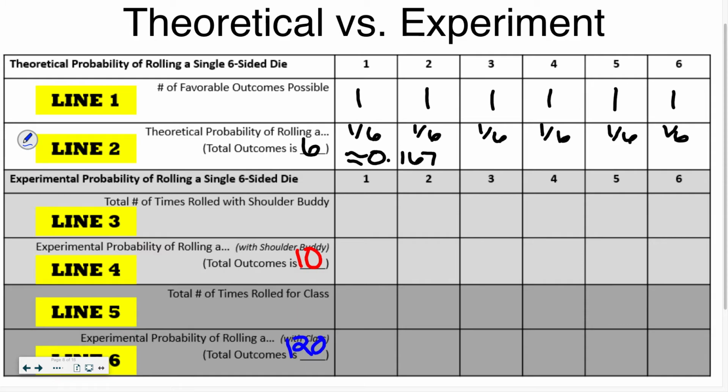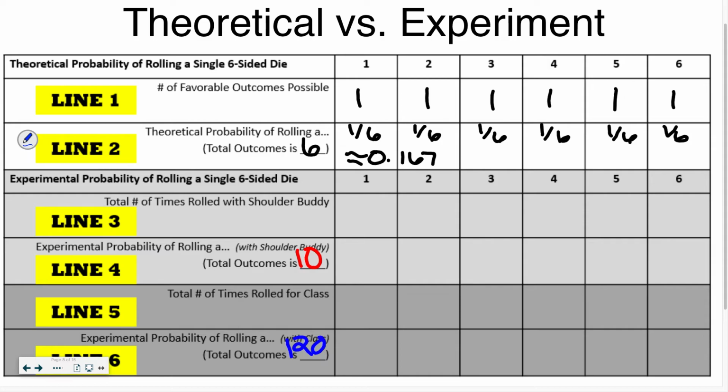Okay, so now what we're going to do is pull together our data from the class to see what happens if we have more trials. So pick one person from your group, your partner, that's going to report to me, and you need to be paying attention and ready to answer. I'm going to point to you, and you're going to tell me your number for roll 1, and I'm going to add them up, and the rest of you are going to be checking my adding, because it gets hard for me.